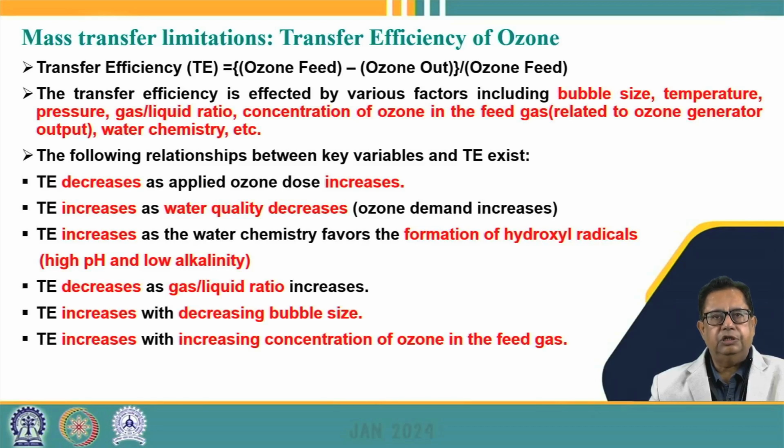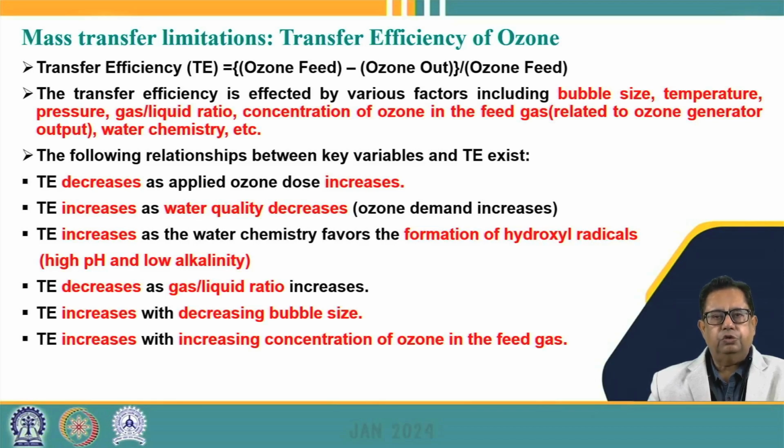Similarly, the transfer efficiency increases as the water quality decreases. As the water quality decreases, the ozone demand will increase, which will result in an increase in the transfer efficiency. The transfer efficiency will also increase as the water chemistry favors the formation of the hydroxyl radical. For example, when we are having high pH or low alkalinity water, the transfer efficiency increases. Similarly, the transfer efficiency decreases as the gas to liquid ratio increases.